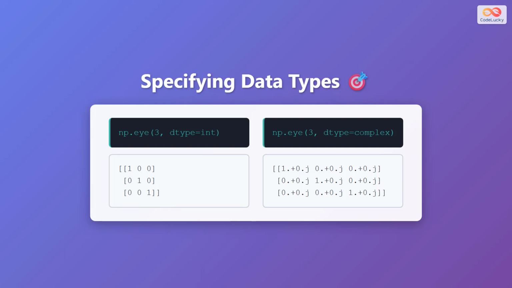You can control the data type of your identity matrix using the dtype parameter. By default, np.eye creates matrices with floating point values. However, you can specify dtype equals int to create integer matrices, where the ones and zeros are represented as whole numbers without decimal points. You can also create complex number matrices by specifying dtype equals complex, which displays values in the format of real plus imaginary. Choosing the appropriate data type can optimize memory usage and computation speed in your applications.